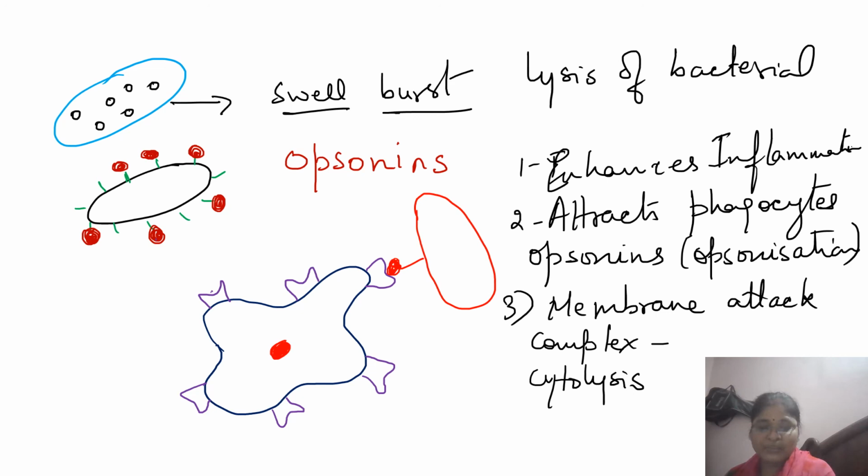I hope the complement system is clear. It is about 20 inactive proteins present in your blood, basically complement mediators. They are antibacterial in nature. They attract phagocytes, and they also create a membrane complex and create holes in the bacteria, causing their lysis.